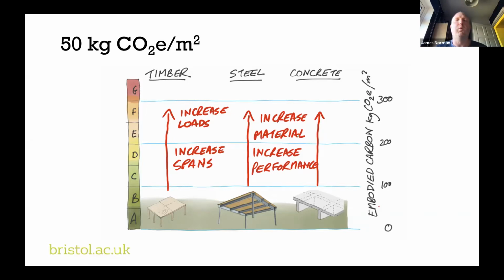What decisions are we making which are increasing the cost, and is it worth it? When we increase loads on our building, that's going to increase the amount of embodied CO2. Is it worth it? When we increase the spans in our building, that is going to increase the amount of embodied CO2. Is it worth it? When we increase performance, when we look at things like deflection criteria and vibration criteria, we can ask the question, is it worth it?